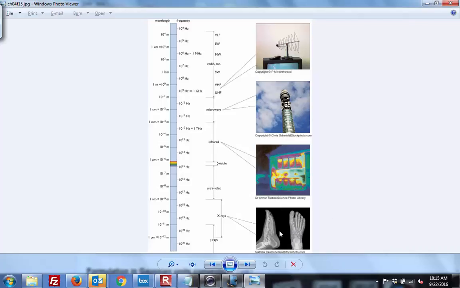Here's X-rays at relatively high energy. Here's infrared at relatively low energy. Microwaves, that's your cell phone, and then here's your TV. You get way down here, you've got gamma rays. This little stripe right here, that's what our visible world is composed of. That's what we see. That's what our eyes detect.